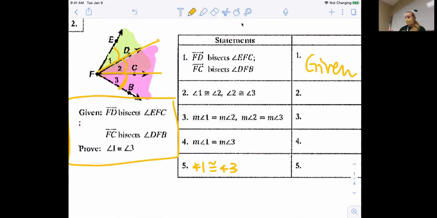No, it is the definition. What's it the definition of? Why am I allowed to go from FD bisects EFC to angle 1 is congruent to angle 2? Maggie, is that you talking? No? I thought that was right. It was? Maggie, say it louder. Okay, somebody help her out.